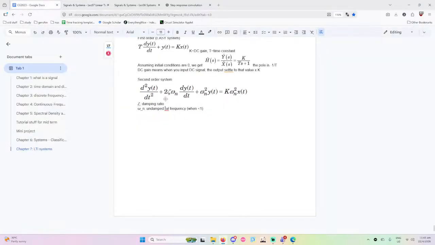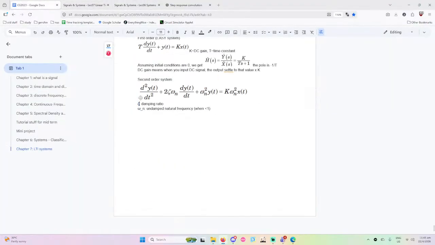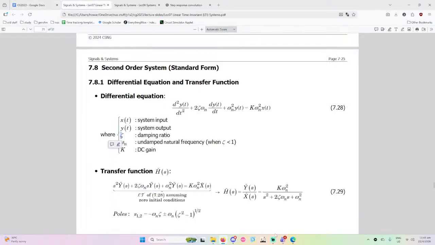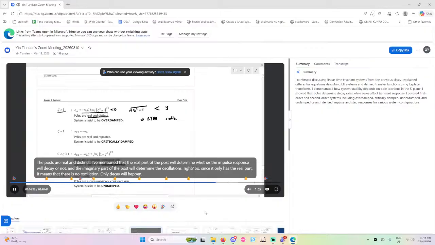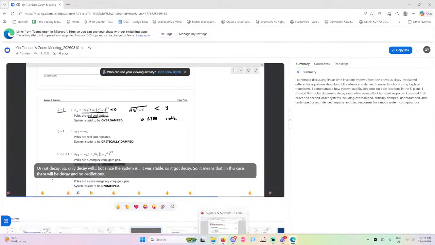Okay, and when theta is larger than 1, it is called overdamped. And then because the poles are real and distinct, what does it mean? I've mentioned that the real part of the poles will determine whether the impulse response will decay or not, and the imaginary part of the poles will determine the oscillations, right? So since it only has the real part, there is no oscillation. Since the system is BIBO stable, it will decay. So in this case, there will be decay and no oscillations.